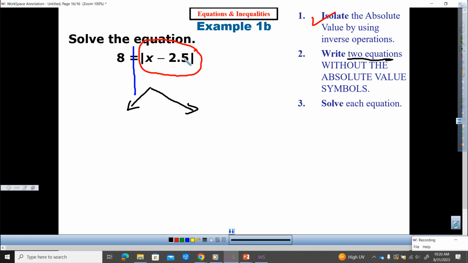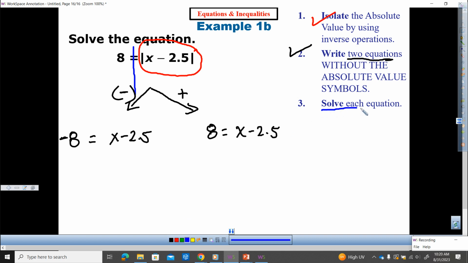One of them, we rewrite the whole thing. Watch. I'm going to write it exactly the same. 8 equals x minus 2.5. 8 equals x minus 2.5. Do you see that they're two exact same equations? Yes? However, one of them has to be the negative 8. The other one has to be the positive 8. There it is. So what's the only thing that changed? Just the number by itself, one of them negative and the other one positive. We're done with step 2. Let's go to step 3.